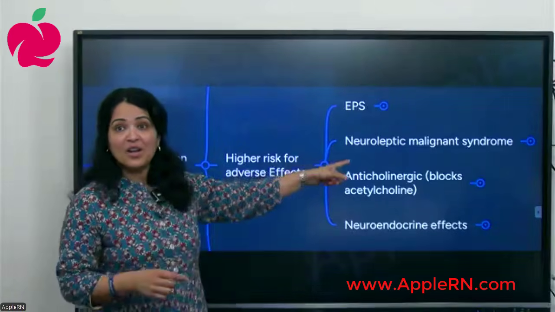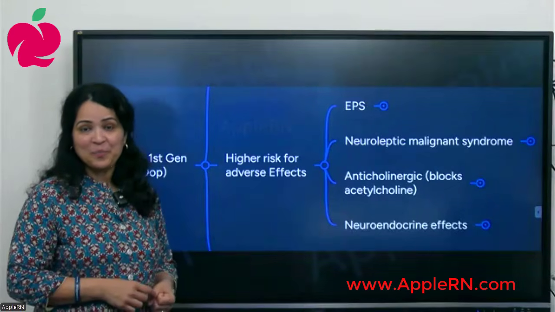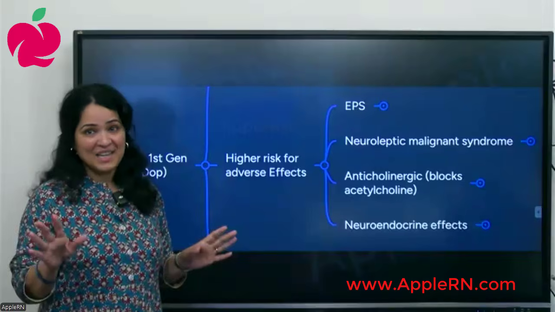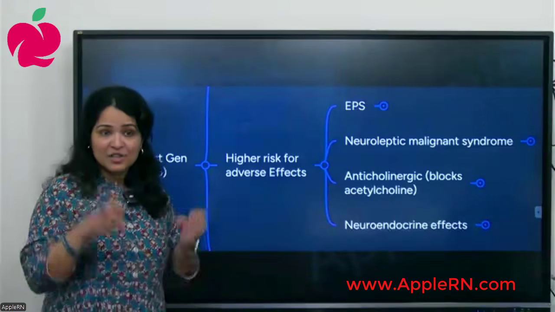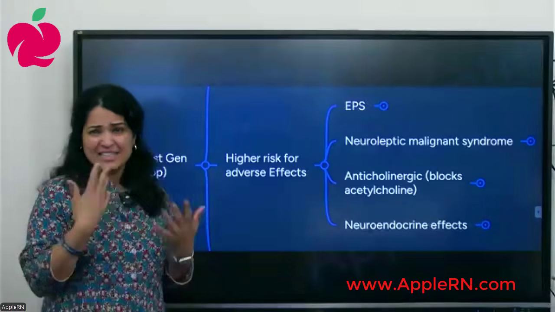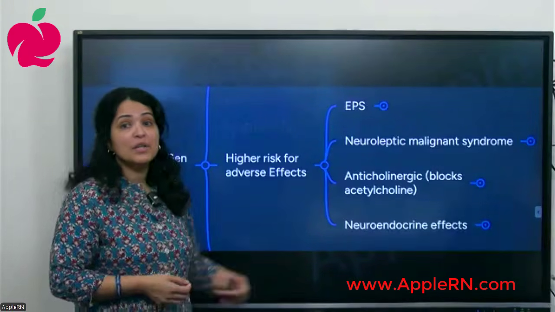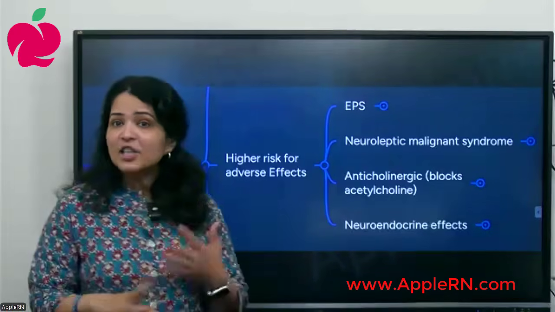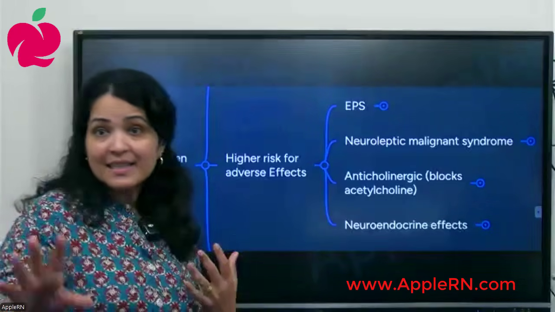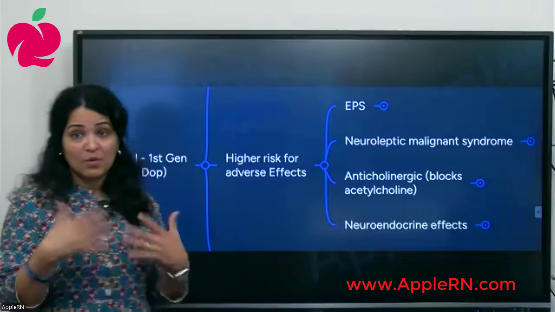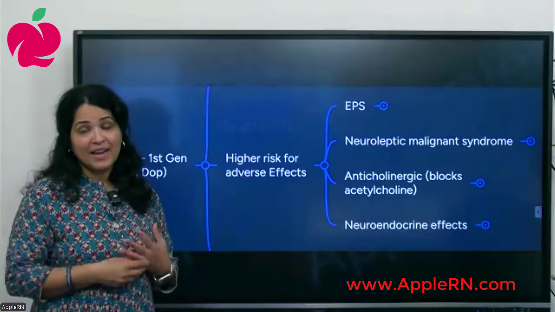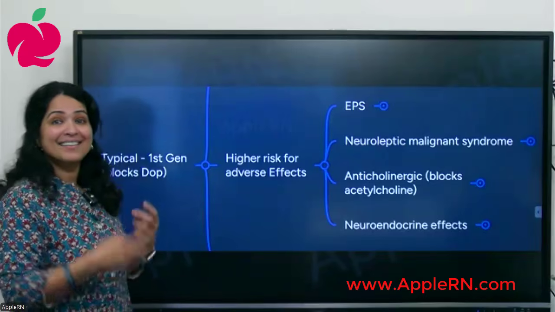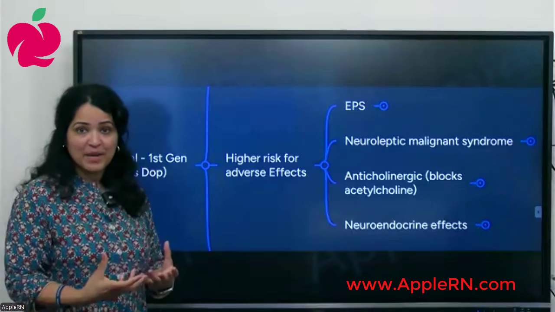Second is neuroleptic malignant syndrome, and we had an entire discussion about that. Then there are anticholinergic symptoms, which is like drying. Everything is dry. And there can be neuroendocrine effects like weight gain, and diabetes can happen. All those kinds of problems which could be more related to endocrine effects. So those are the higher side effects which might be happening.